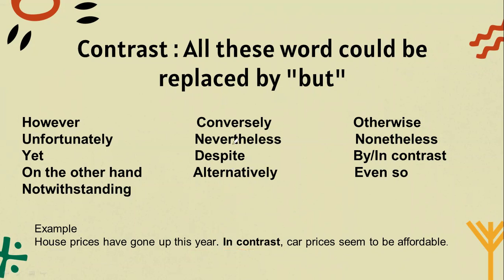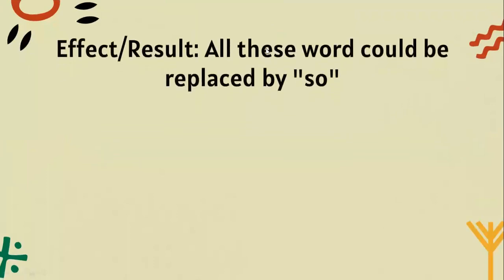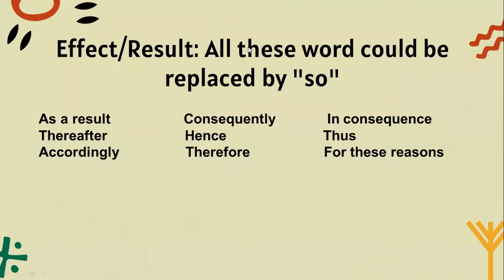So far, we have two groups. The first group, which is the addition, and the second group, which is the opposite or the contrast one. And moving to the third group, which is simply about the effect or the result. So the second sentence, in relation to the first sentence, is an effect or a result. So we can use the word "so" or words similar to "so", like as a result, thereafter, accordingly, consequently, hence, therefore, in consequence, or thus, and lastly, for these reasons. So when I can use these words, I discover that the second sentence in relation to the first sentence is an effect or a result.